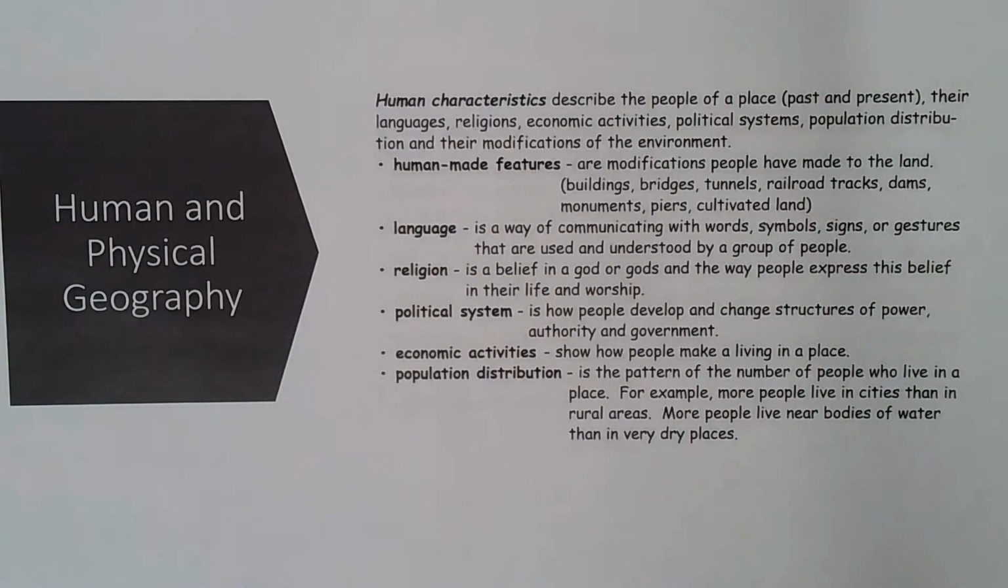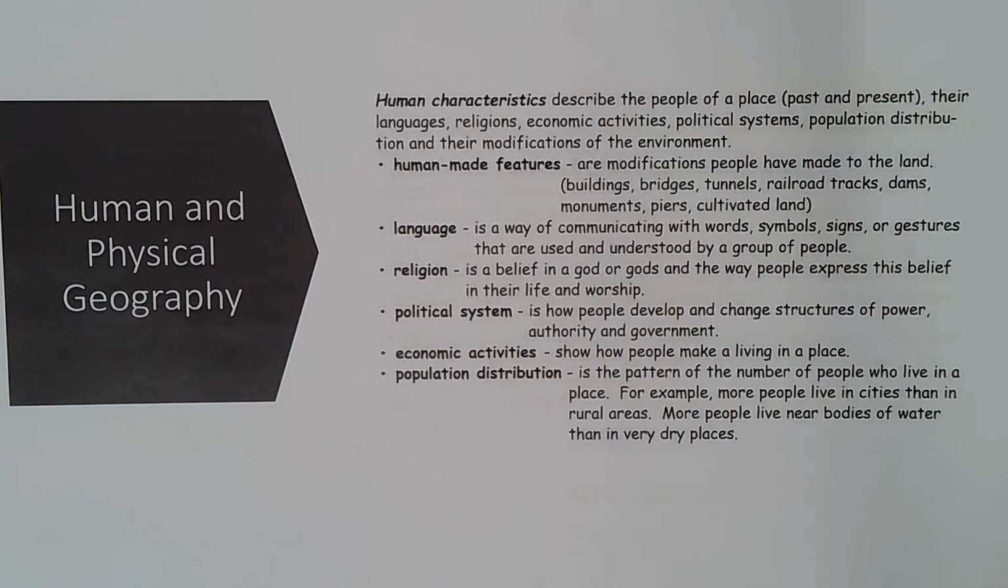So we need to revise what exactly human and physical geography is. Human geography, or human characteristics, describe the people of a place, their language, their religion, their economic activities, their political systems, their population, and how they adapt to the environment. So, some examples. Human-made features are an example of human geography. They are modifications people have made to the land.